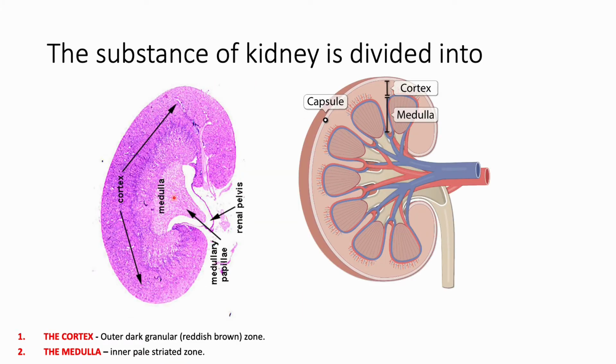The substance of the kidney is divided into the outer cortex and the inner medulla. The outer cortex is granular in appearance, a reddish brown zone, and the medulla is seen as a pale zone. Outside the cortex, the kidney is covered by a thin layer of capsule.